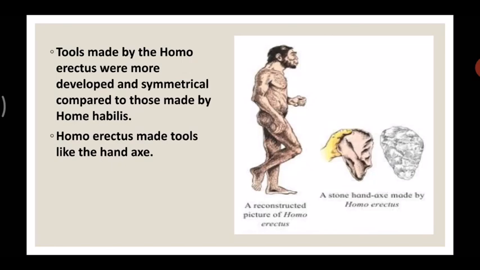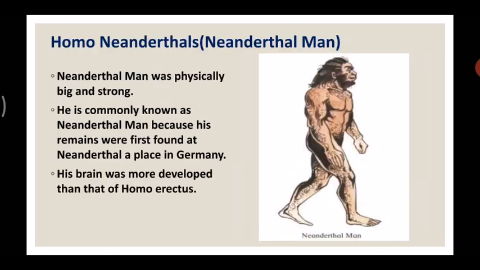Remains of Homo erectus have been found along with his tools. Where are they found? In the continents of Asia, Africa, and Europe. Okay. Let's move forward. Now, the next type of evolution of man is the Homo neanderthalensis, or Neanderthal man.